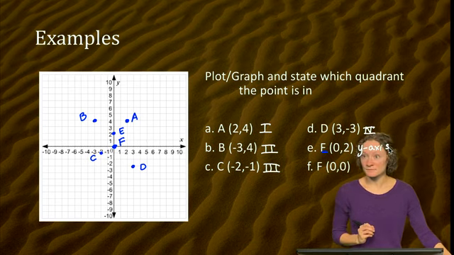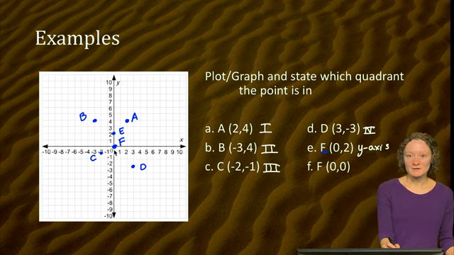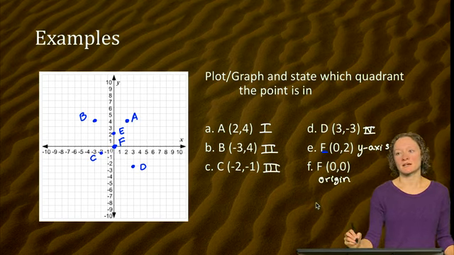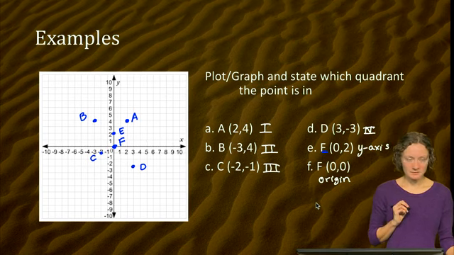Oh, on top of me. And then point F is at the origin. So you could say origin, or you could say x-axis and y-axis. So this is the first objective, plotting ordered pairs. This was just plotting a set of random ordered pairs.